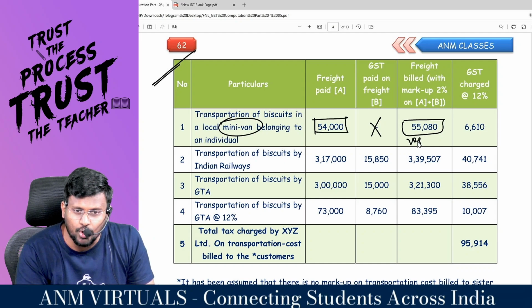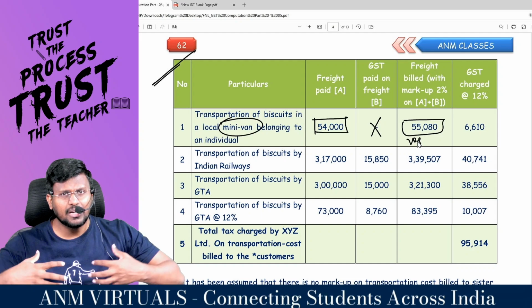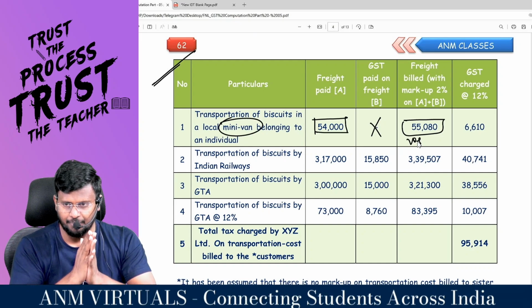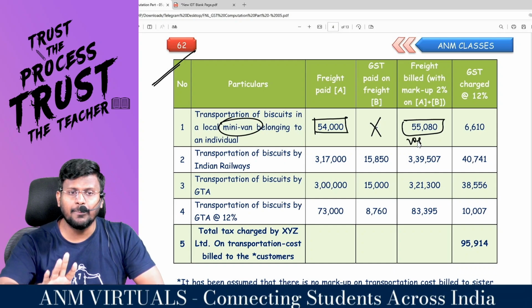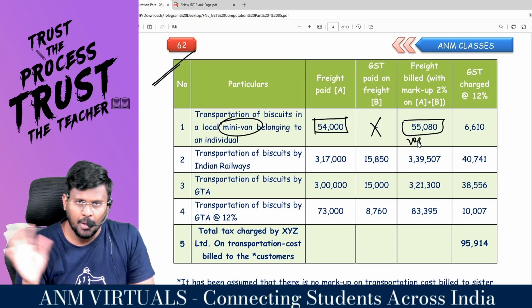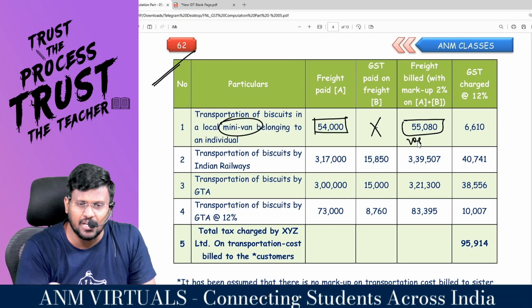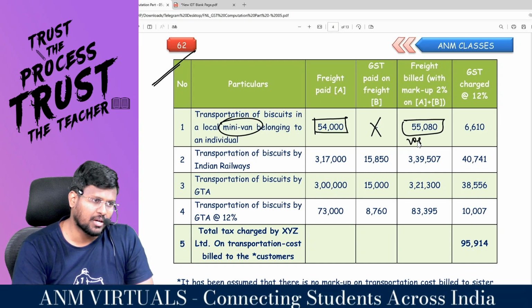That is the value of supply for the freight component. Actually, our company has provided a composite supply, right? So we got an inward supply from a normal person. For that, he has charged 55,000. But we are not providing the same service at 55,000. We are charging a 2% markup.